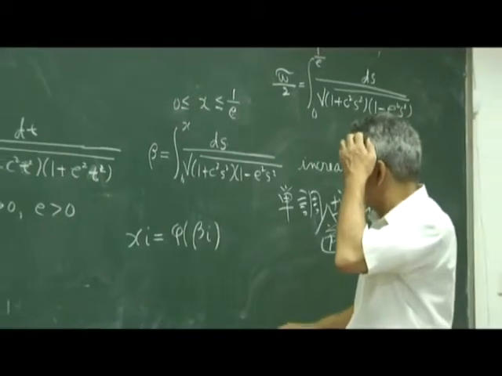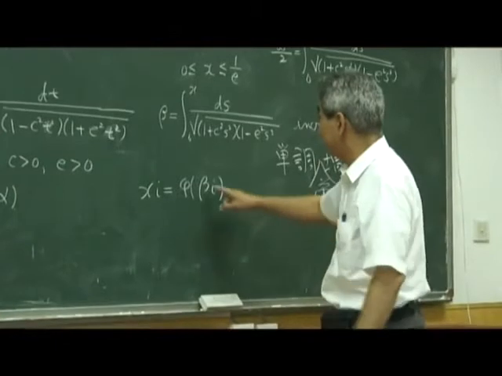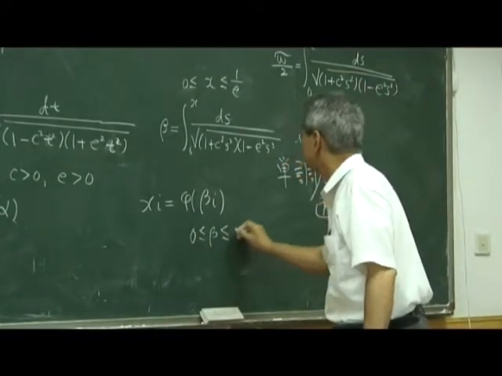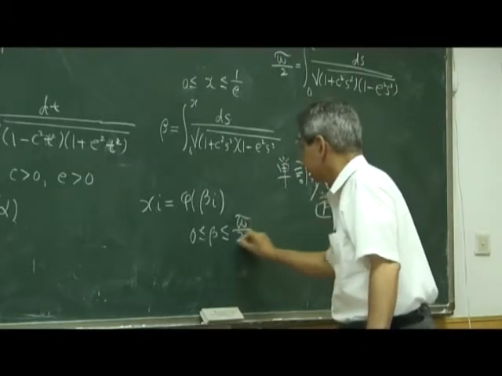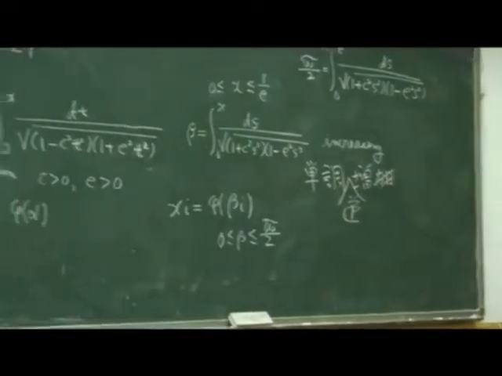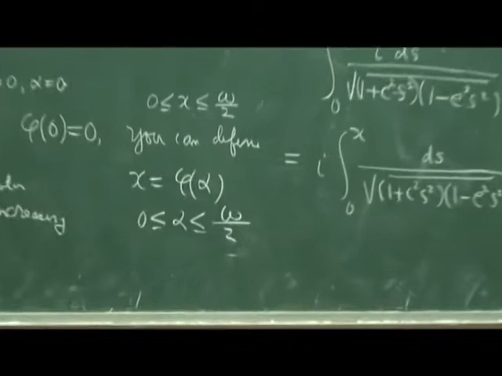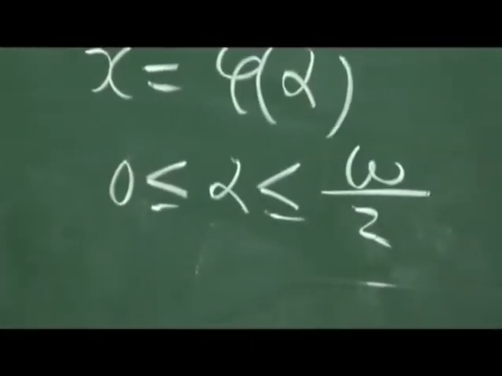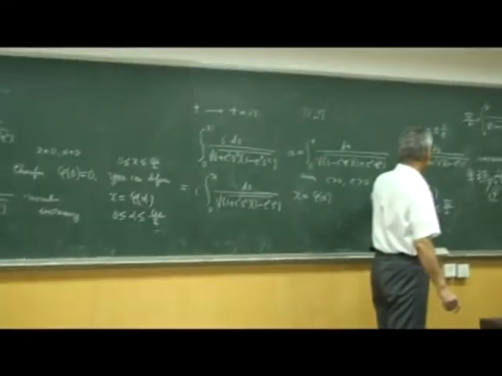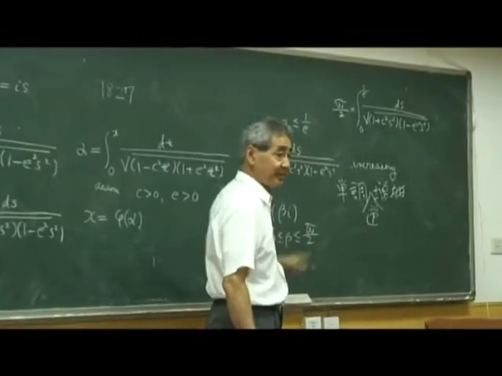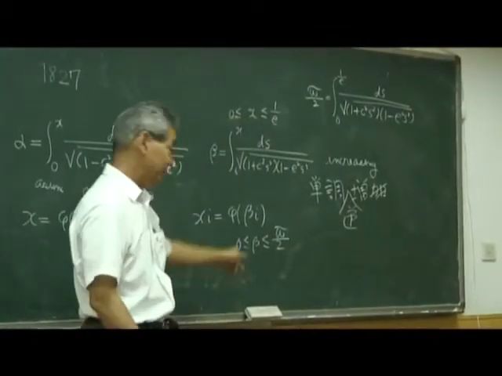Where now the beta is 0 to here. I forgot. Here the alpha has a value between 0 to omega over 2. I mean that if the x goes from 0 to 1 over e, the beta goes from 0 to omega tilde over 2. Okay? So we take an inverse function this way.